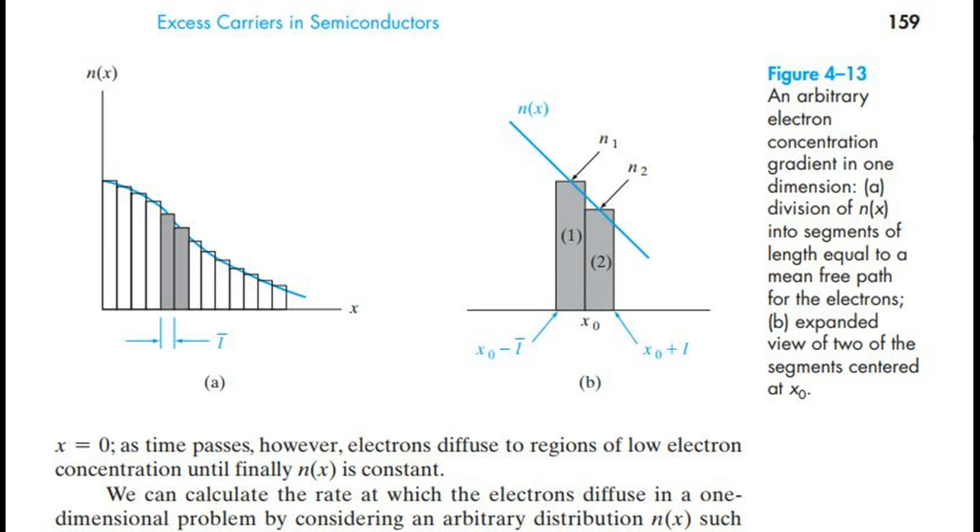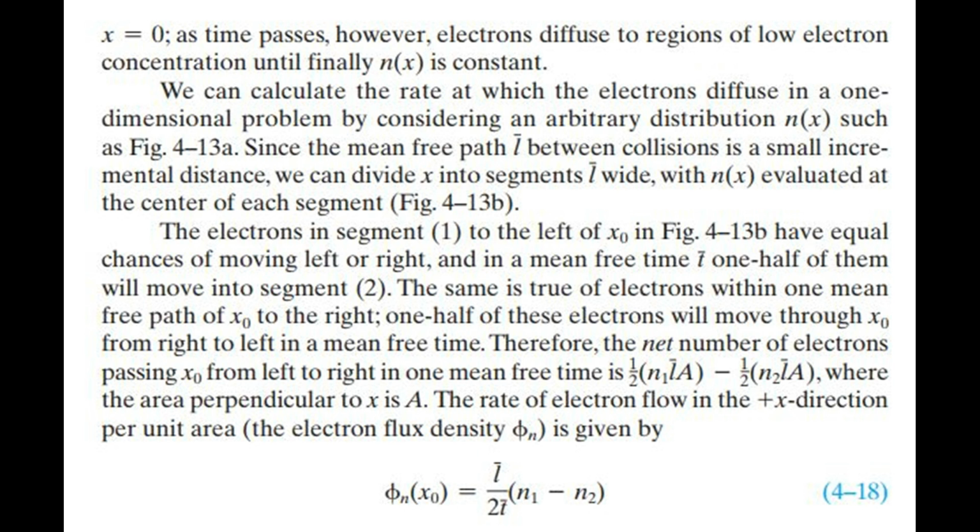The electrons in segment 1, to the left of x0 in Fig. 4-13b, have equal chances of moving left or right, and in a mean free time t1 half of them will move into segment 2. The same is true of electrons within one mean free path of x0 to the right; one half of these electrons will move through x0 from right to left in a mean free time. Therefore, the net number of electrons passing x0 from left to right in one mean free time is 1/2 n1 L a minus 1/2 n2 L a, where the area perpendicular to x is a.